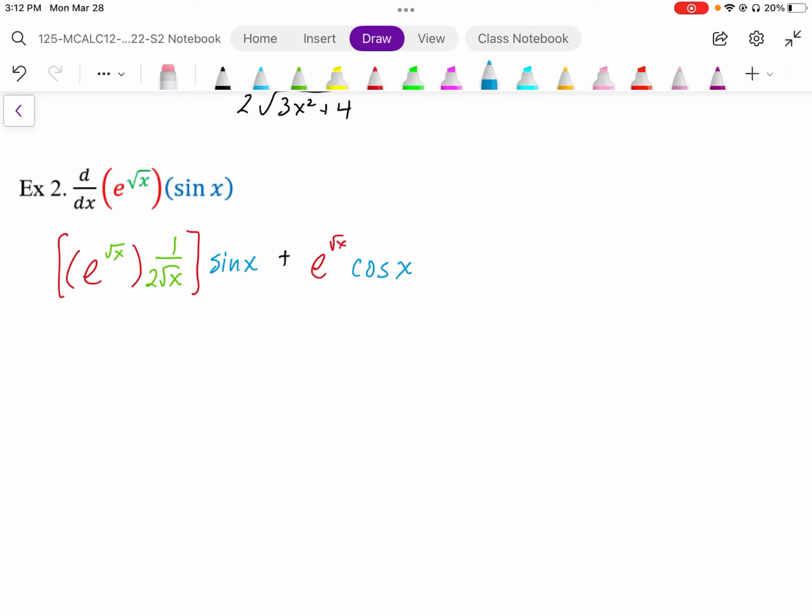Okay, and again, there's not much I can do here. There's a common factor of e to the root x, maybe I'll take that out. Okay, and then what's left over is going to be sine x over 2 root x plus cos x.